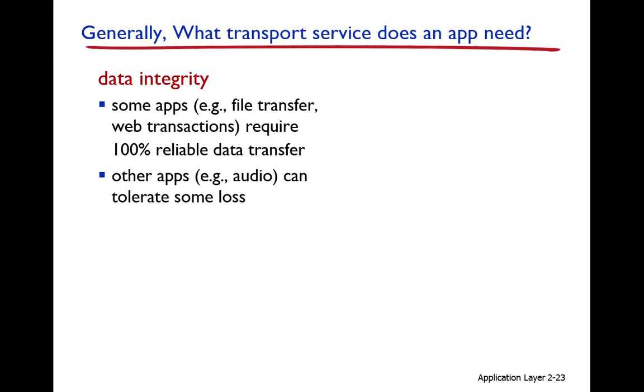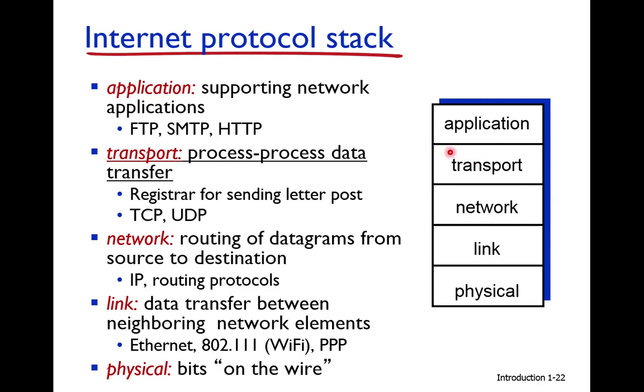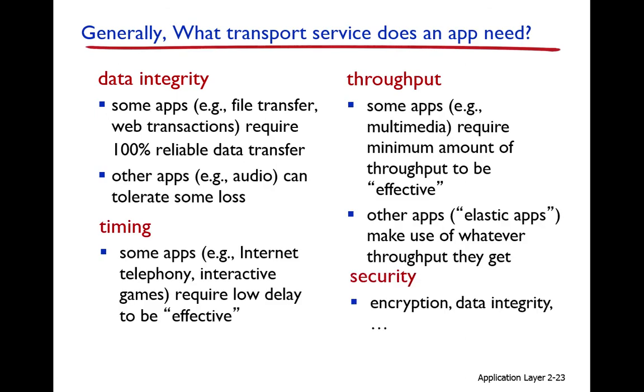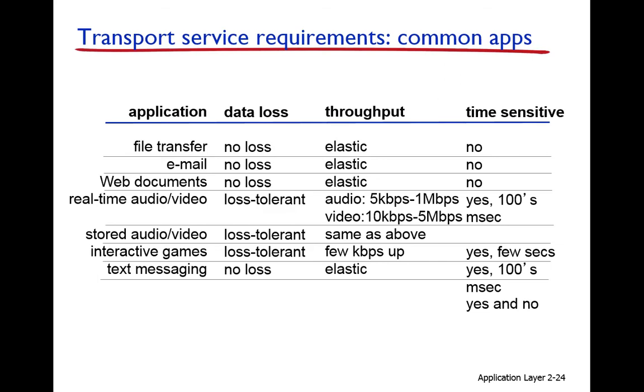As I have explained, the transport layer transfers the data from application to application, from process to process. From the application point of view, there can be these requirements. Now we are going to explain some applications through examples. Example, the file transfer application: it cannot tolerate loss. Throughput is elastic, meaning as much bandwidth as is available is good. Minimum bandwidth is not a requirement. Time sensitivity is not required. If a file is downloaded in 3 seconds or 5 seconds, it's not required. The other applications are also like this. You can study it in the book as well.